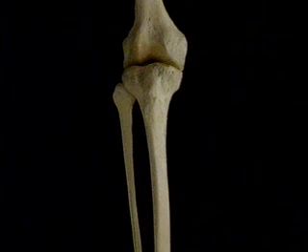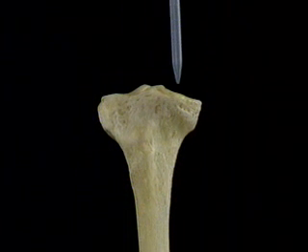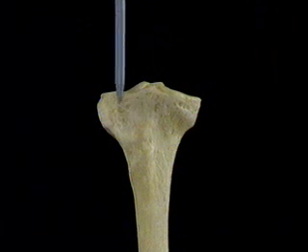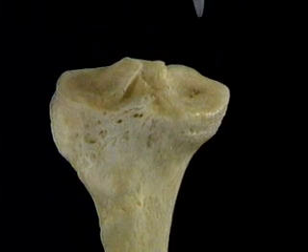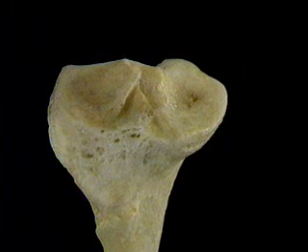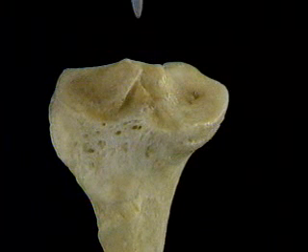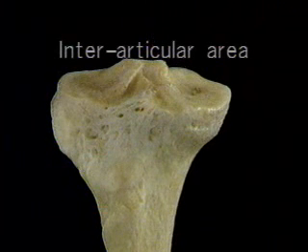Let's take a look at the proximal end of the tibia. This is the medial condyle. This is the lateral condyle. On top of the two condyles are two quite separate articular surfaces. They're much flatter than those on the femur. The rugged expanse between the articular surfaces is the interarticular area.